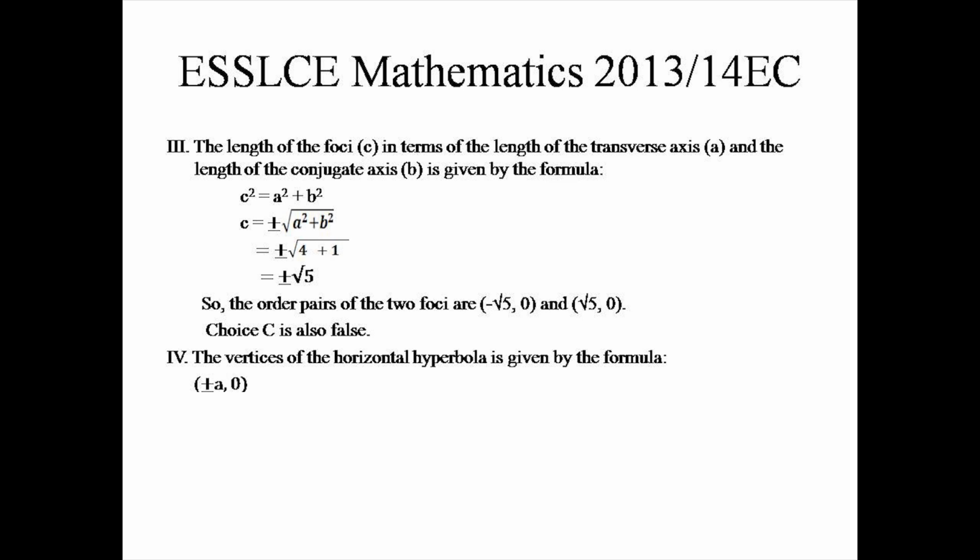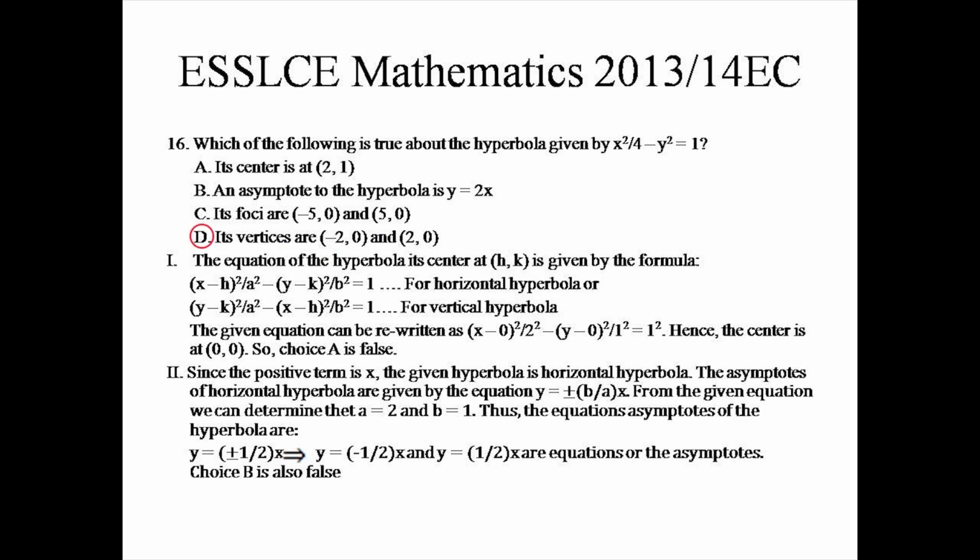Thus, the vertices of the hyperbola are plus or minus 2, 0, or negative 2, 0 and 2, 0 are the vertices of the hyperbola. So choice D is true, or choice D is the right answer.